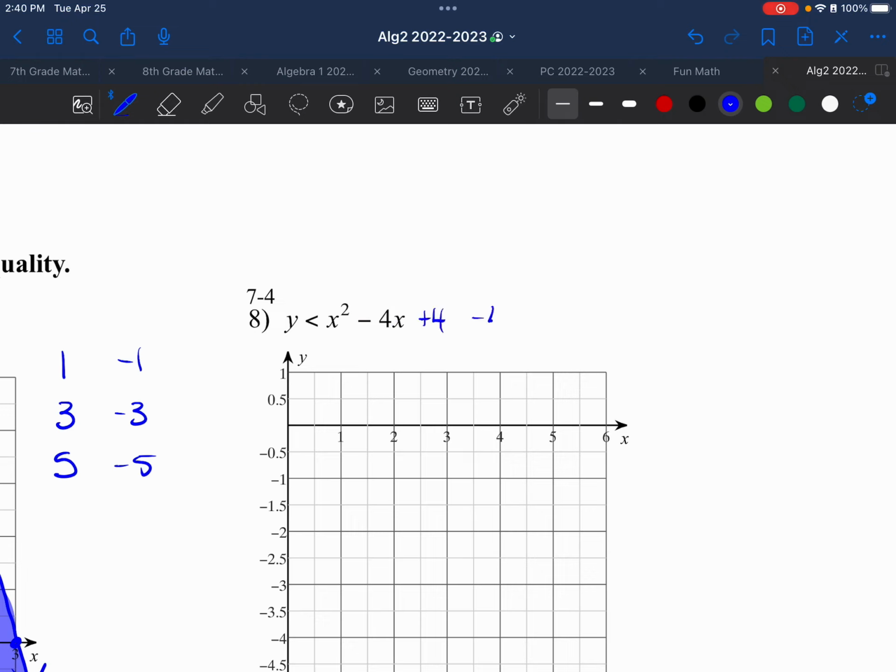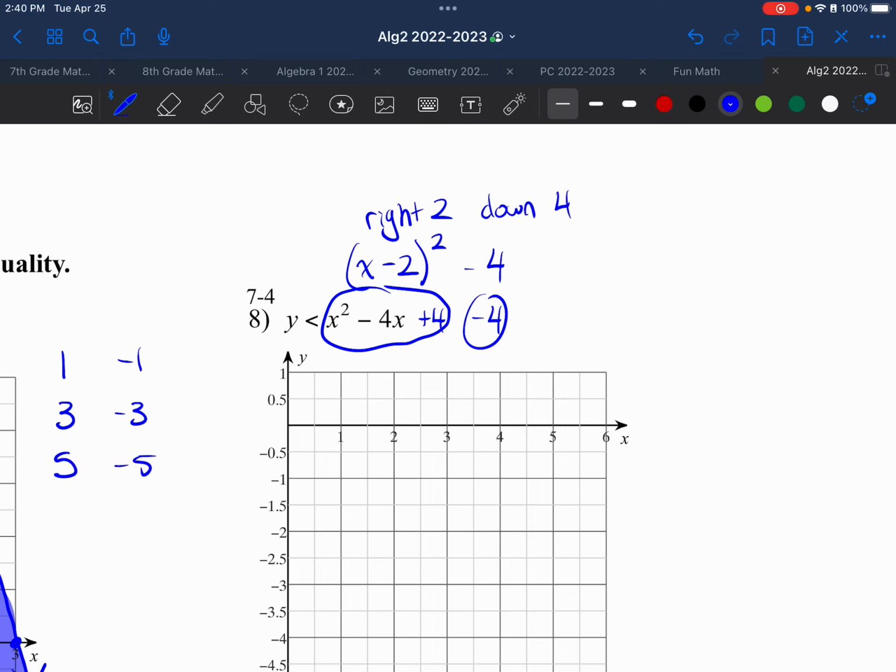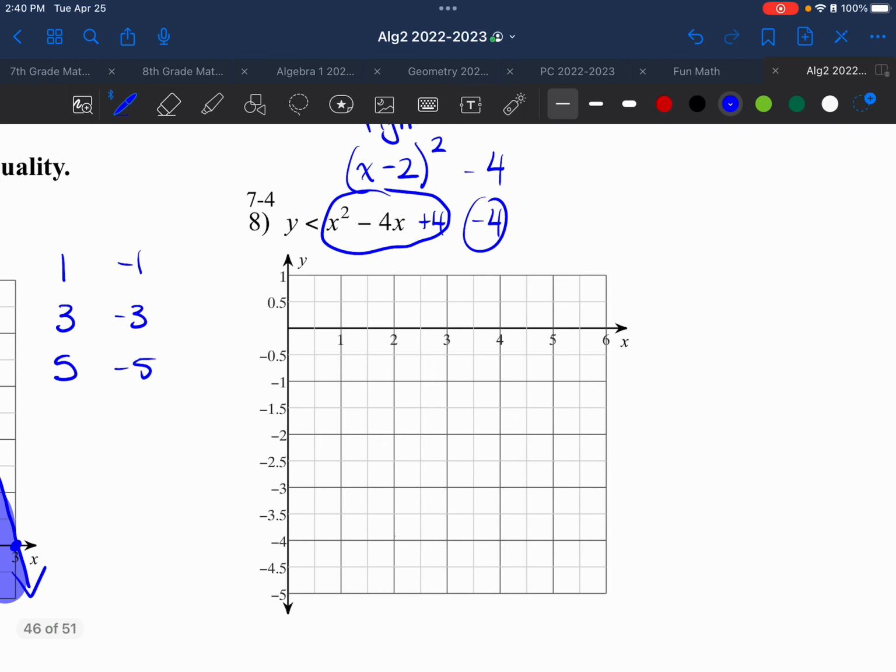If I add 4, I also have to subtract 4. Remember that all of this thing is going to turn into x minus 2, quantity squared. And then I still have this minus 4 leftover piece. And annotating this thing, minus 2 means go right 2, and minus 4 means down 4. So right 2, down 4 is going to give us this vertex down here, and there's no number out front, so it's going to be that same right 1 up 1, right 1 up 3, right 1 up 5, axis of symmetry, and we graph this.